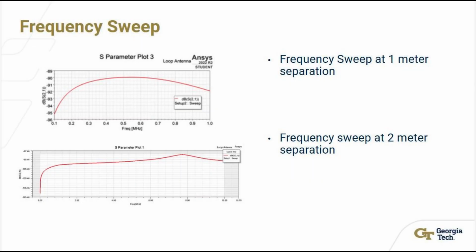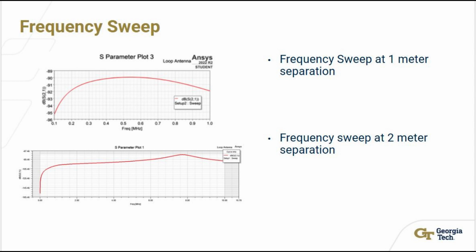In our analysis, we ran 2 frequency sweeps, one from 1 kHz to 1 MHz with the antenna separated by 1 meter, and another frequency sweep from 1 kHz to 10 MHz with antenna separated by 2 meters. At 1 meter separation, we can see a peak around 500 kHz, while at 2 meters of separation, we can see a peak around 8 MHz.